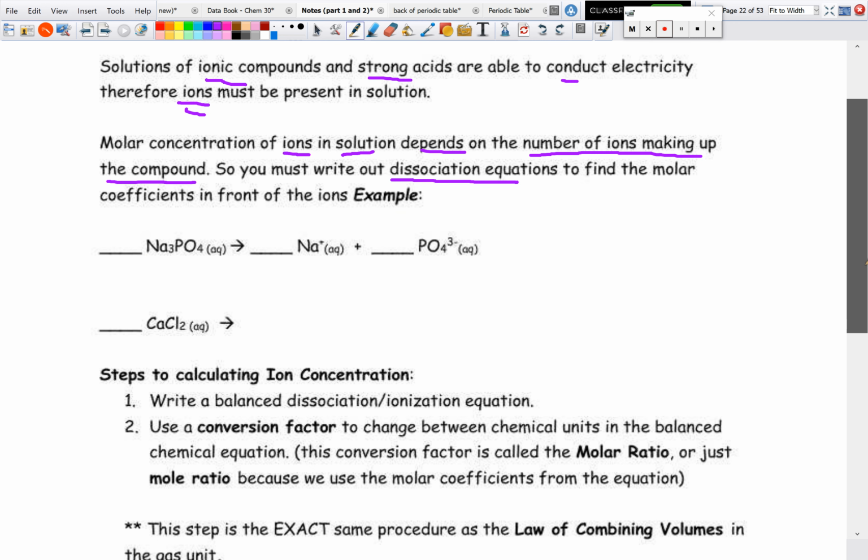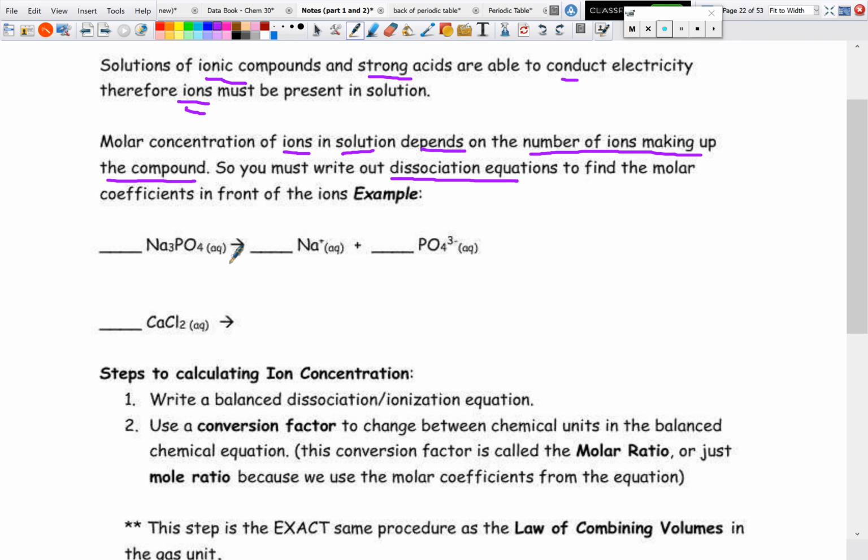For example, when we look at sodium phosphate, this is aqueous, so when it breaks apart, we know it's going to break apart into the sodium ion and the phosphate ion. When we balance it, we can tell from our balanced chemical equation there's 3 sodiums and 1 phosphate. These are all the molar coefficients, and this would be the balanced dissociation equation associated with sodium phosphate.